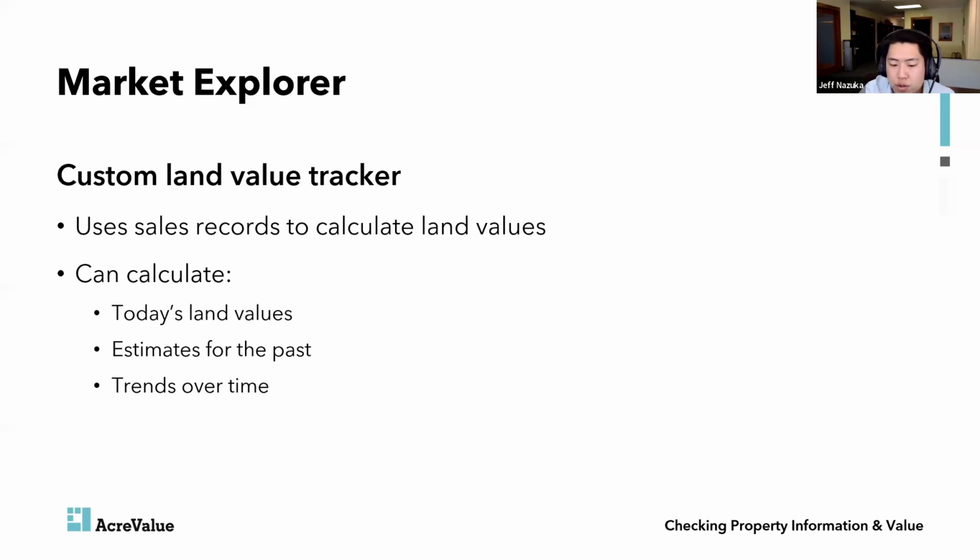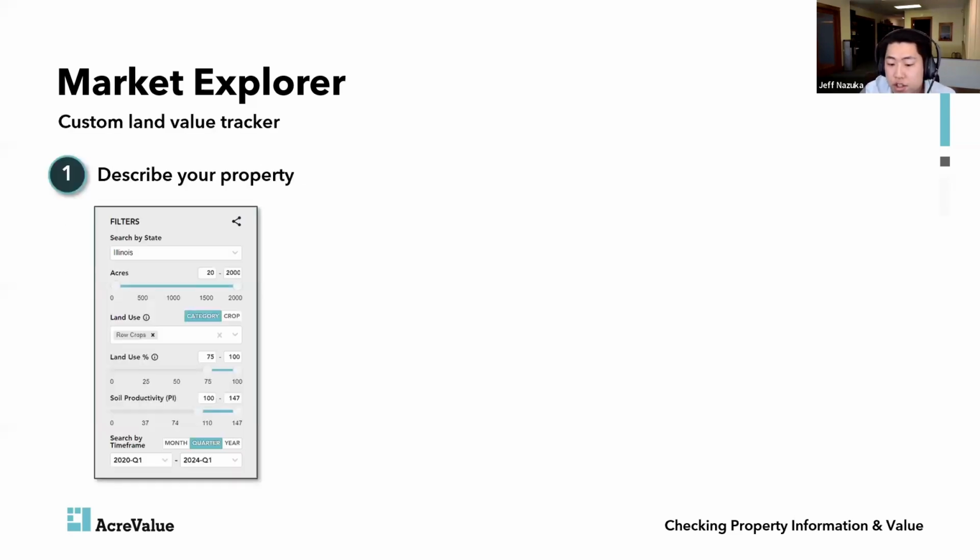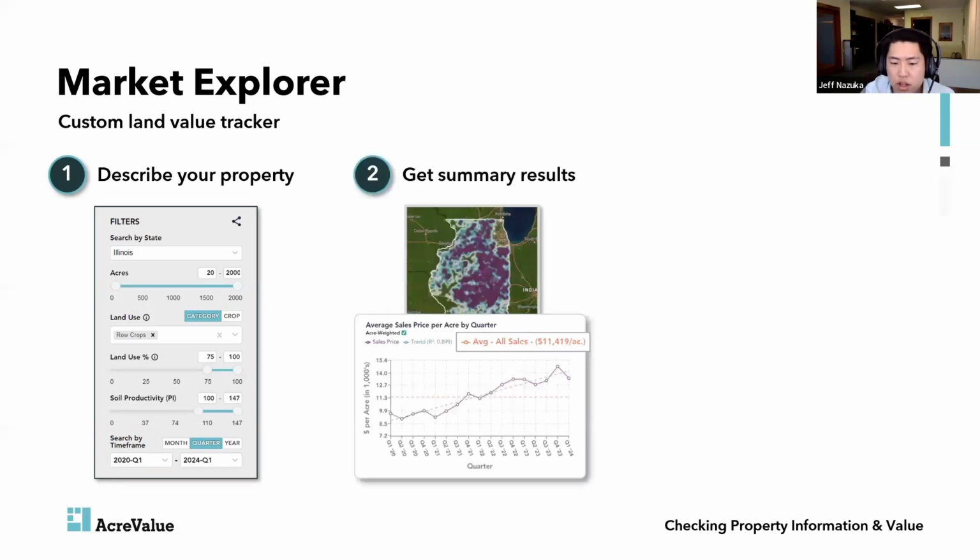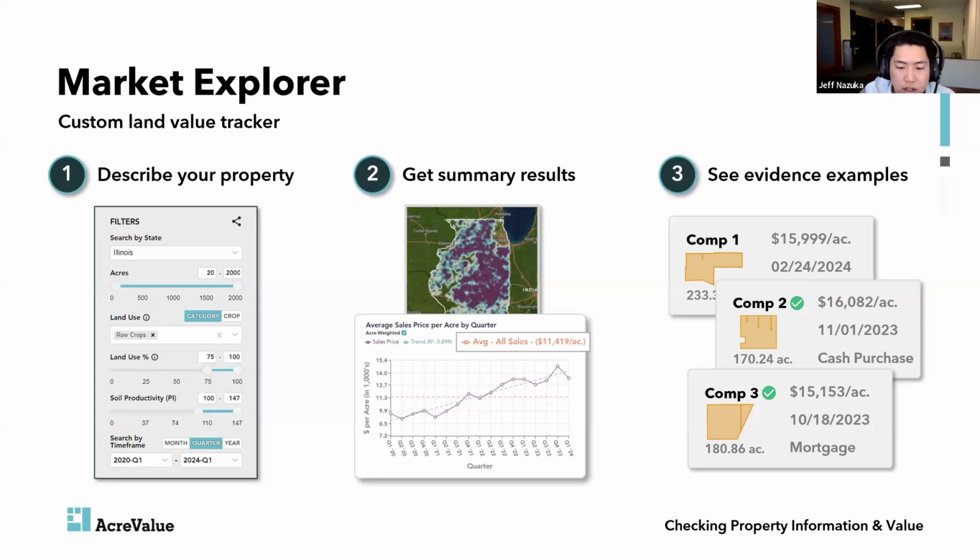Of course, these estimates are going to be the most accurate when the estimates reflect the property that you're interested in researching. So in order to start using the Market Explorer, step 1 is describing your property with details like acreage, crop history, soil productivity, and more. Once you describe your property and run the search, the system will give you a recent estimate for sales price, as well as trends over time for the acreage and total dollar amount of land sold as well. And finally, once you get your summary results, you'll also be able to see the individual sale records that were used in generating that average land value.